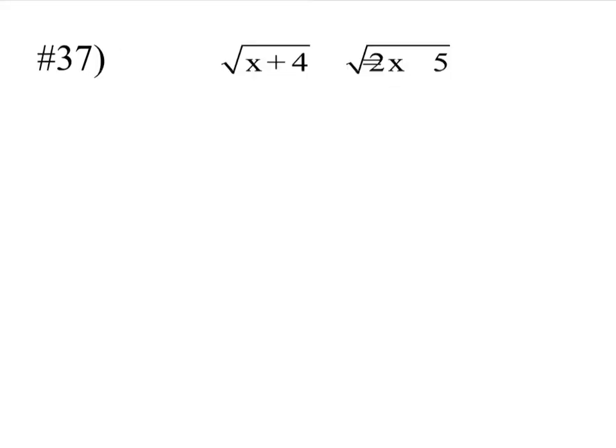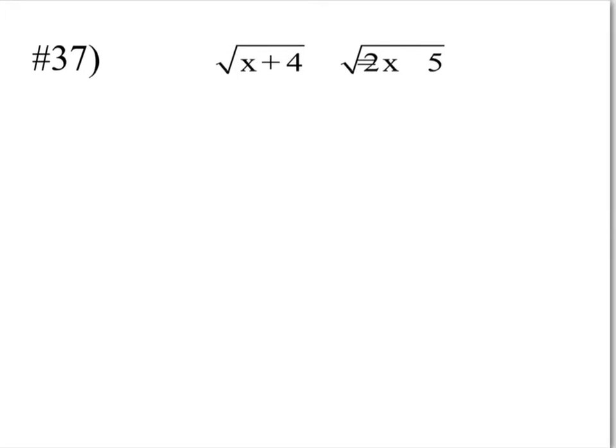Alright, the first problem says the square root of x plus 4 equals the square root of 2x minus 5. So this is an equals here and a minus here. First step says we need to make sure we have a radical isolated on a side, which we do, so that's going to make our life easier. Now that we have our radical isolated, we can go ahead and square both sides.